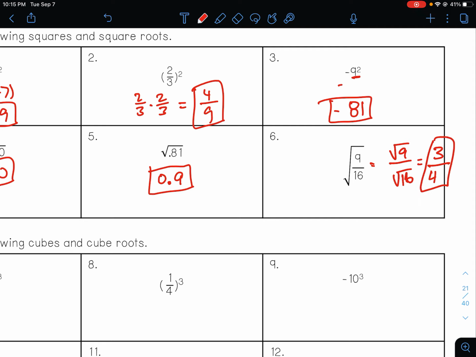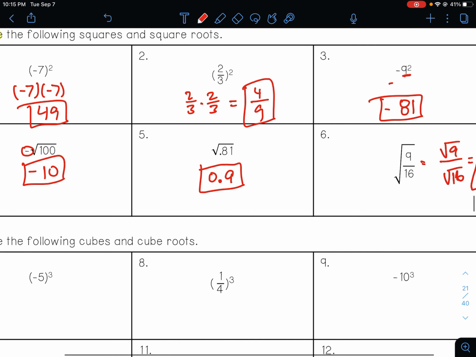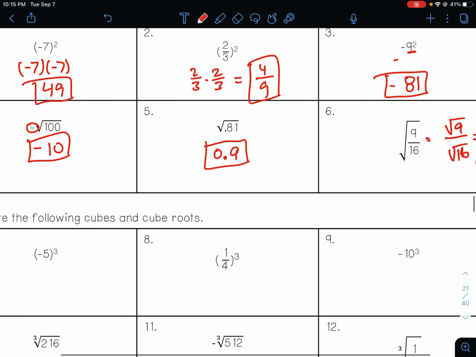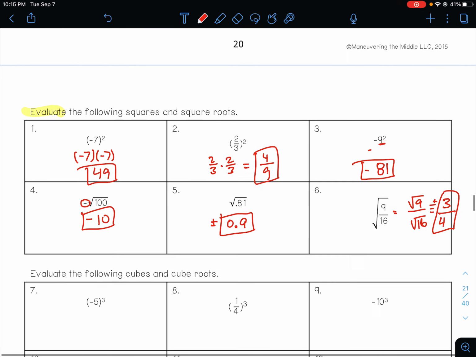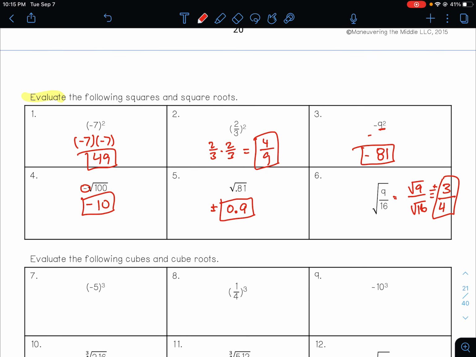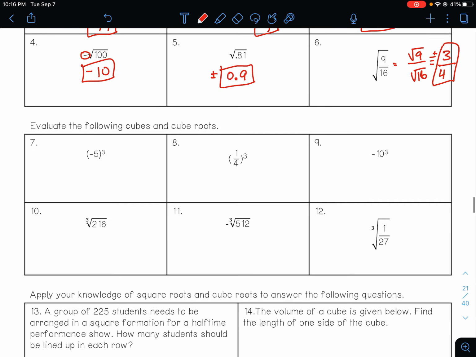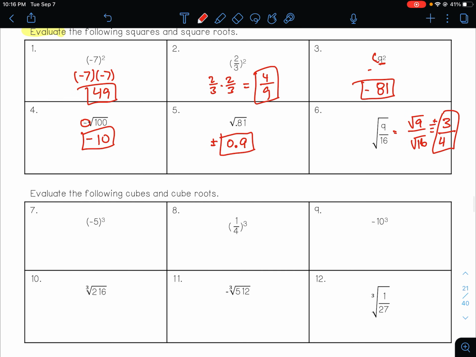By the way, the answer to all of these square roots is technically, in this case, plus or minus 0.9, and this one is technically plus or minus 3/4. Okay, just so you know, and that only applies to the square roots, not the squares. Squares almost always will be positive unless there is the negative on the outside, like we mentioned before.